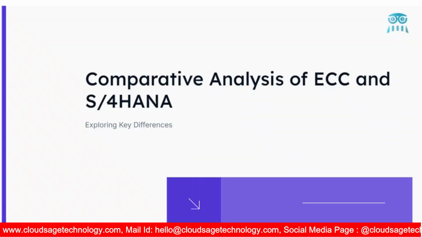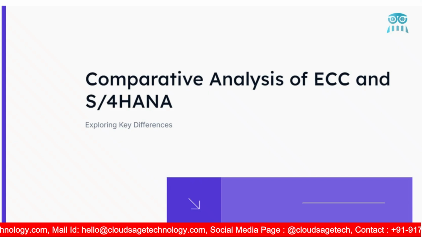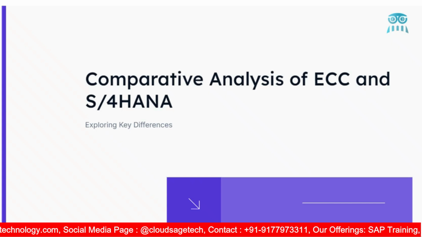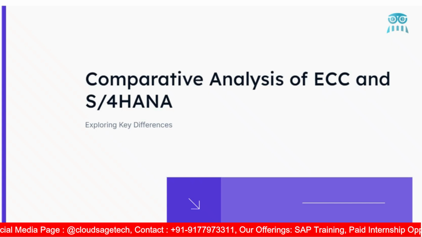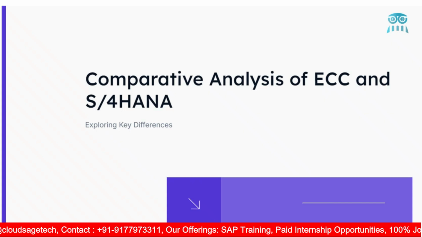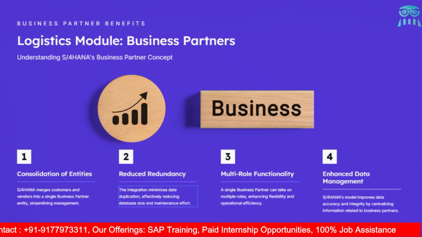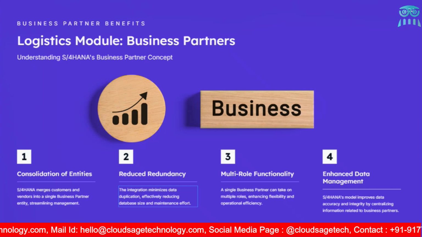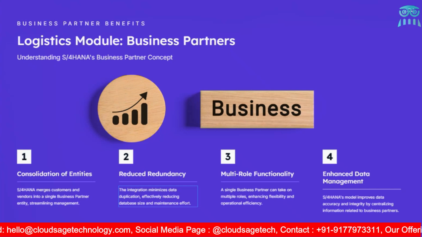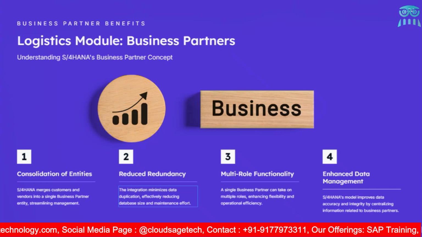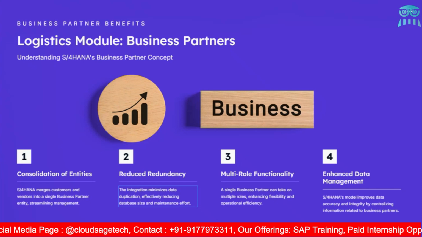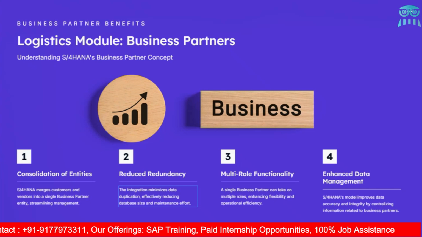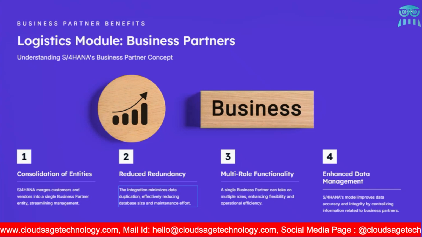In our previous video, we did a comparative analysis between ECC and S/4HANA, and we looked into the key differences from technical and finance perspective. Today, we're going to cover the differences in logistic module. There are 7 key differences in the logistic module. We are going to talk about the introduction of business partners, material requirements planning, integrated business planning module, material documentation table, advanced available to promise module, global trade services, and extended warehouse management.